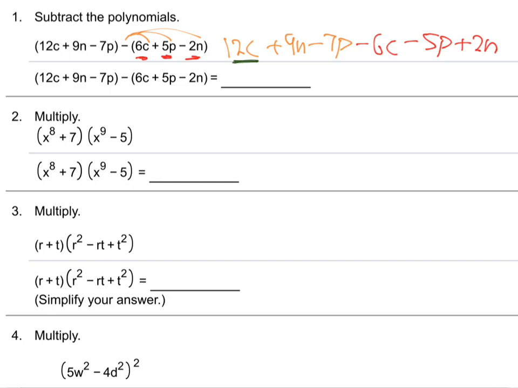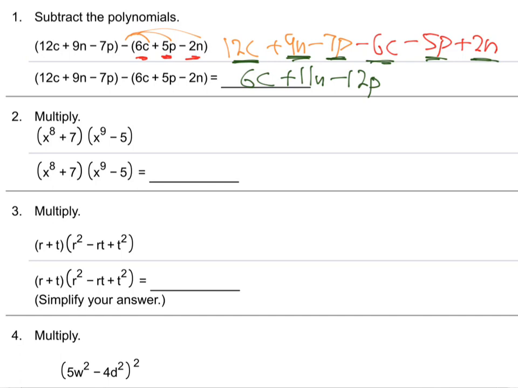We get 12c minus 6c is 6c. 9n and 2n is 11n. Minus 7p minus 5p is minus 12p. Is that good? Remember that? Just gathering, just letting the minus sign distribute. Gather like terms. How about, let's jump down to number 3.